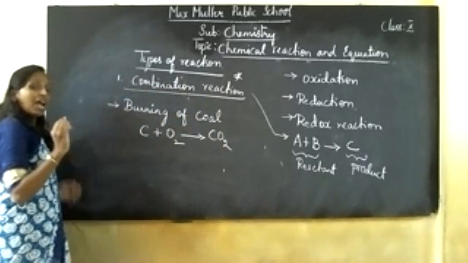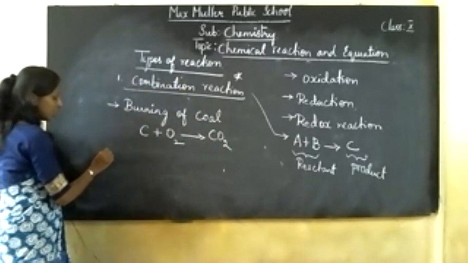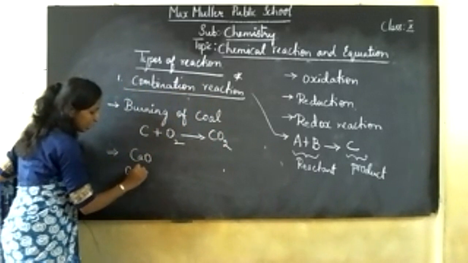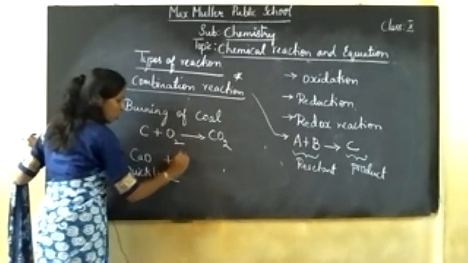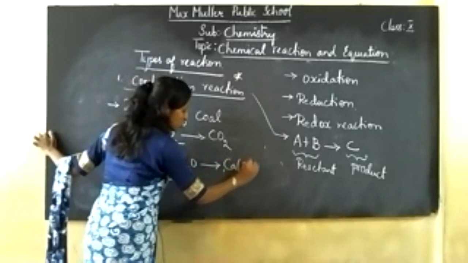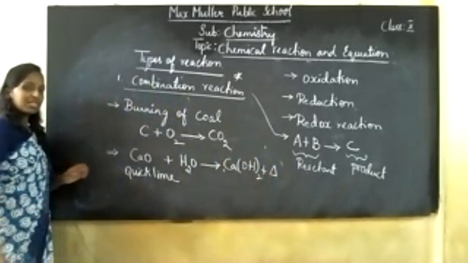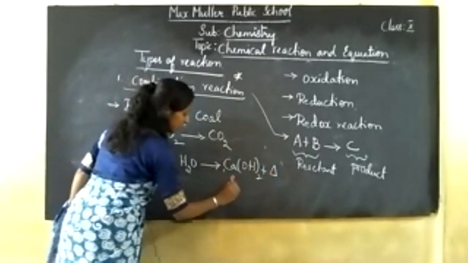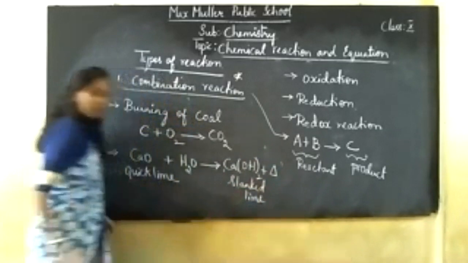Is it clear, children? According to your textbook, there is an experiment given. When CaO, called quicklime, is reacted with water to give Ca(OH)2 plus heat, calcium hydroxide, when quicklime is reacted with water to form slaked lime, it's nothing but a combination reaction.